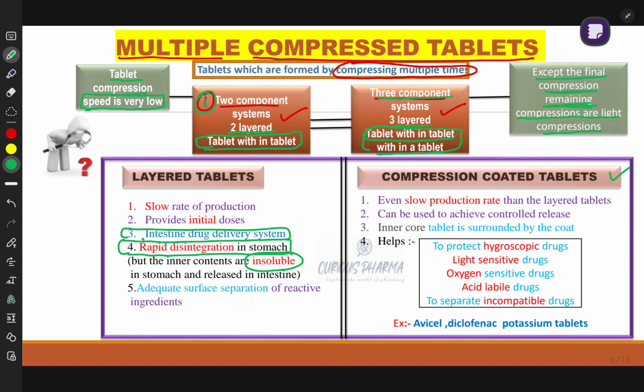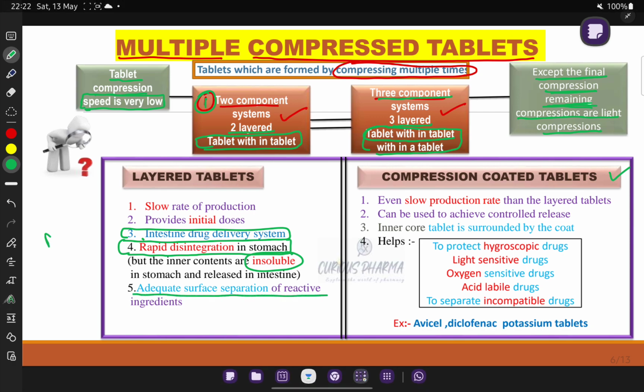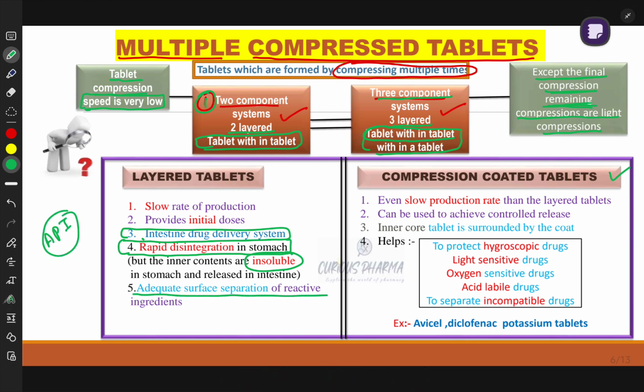Then adequate surface separation of the reactive ingredients. That means some APIs are very reactive with the other excipient contents, so we mask this API with another layer of excipients which do not react. Also, some APIs react with buccal contents like saliva and may disintegrate. So we cover the complete drug with a layer of excipient, so that we can save the drug until it reaches the target site.